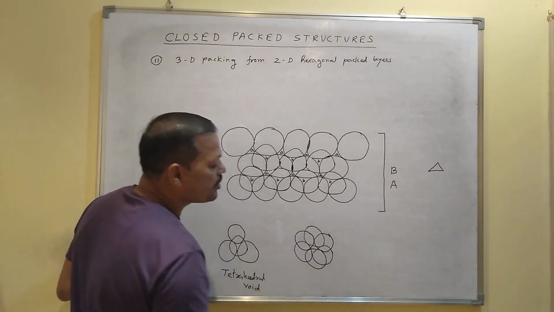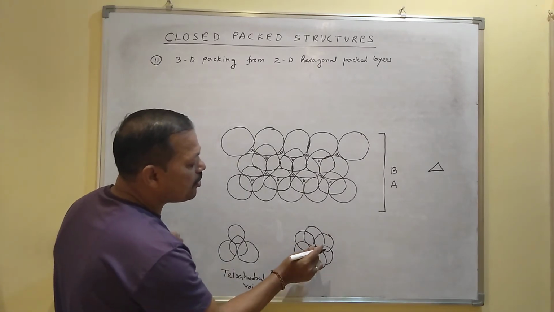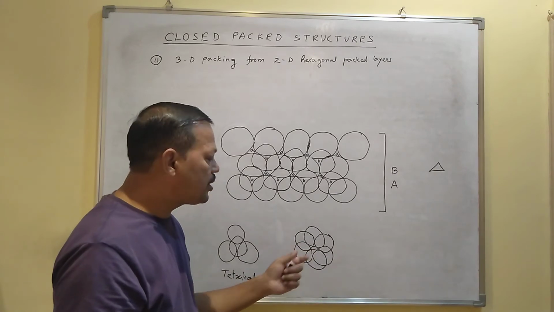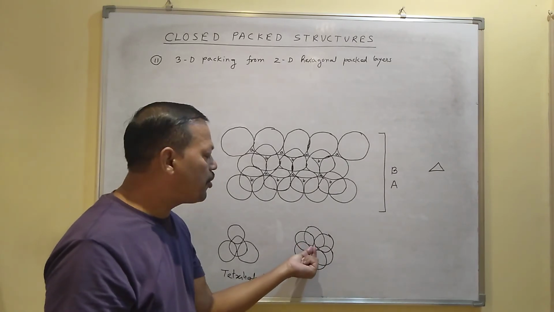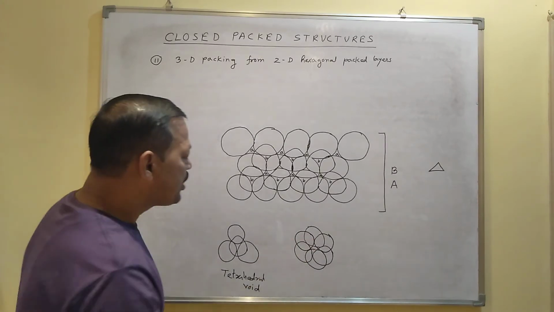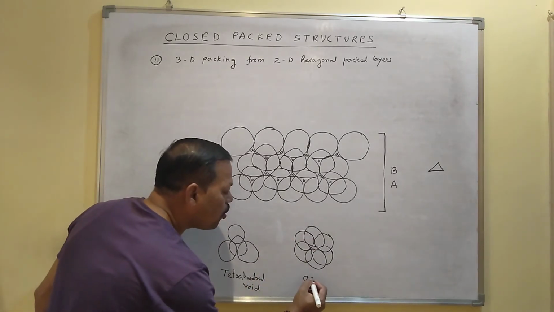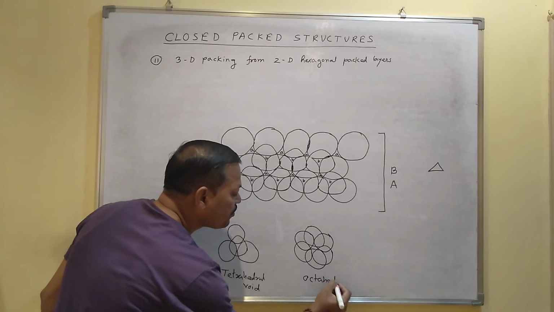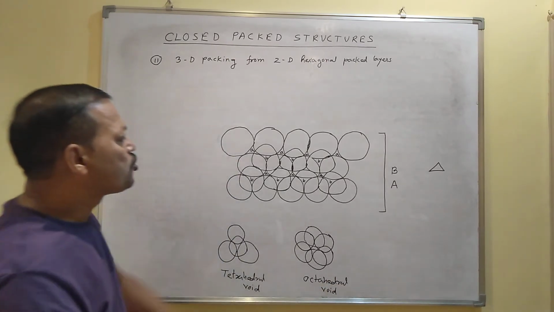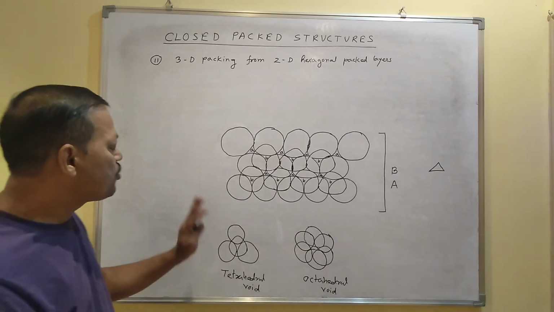It comes like this. This is the combination of two triangular voids. The first layer produces one triangular void, and the second layer produces another triangular void above that. It is the combination of two triangular voids, and this type of void is called an octahedral void. So after placing the second layer, you will get two types of voids.